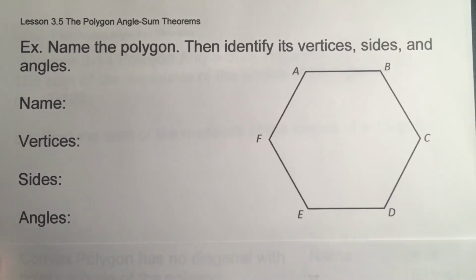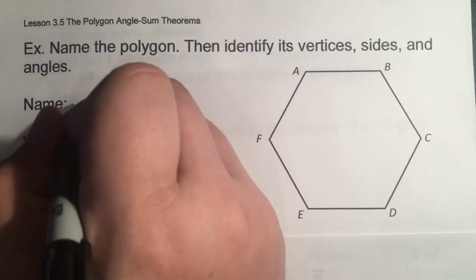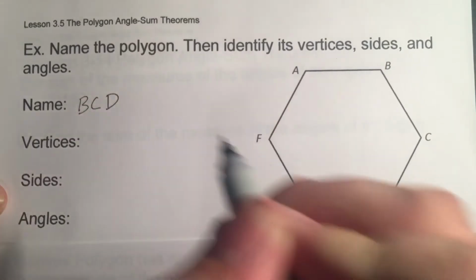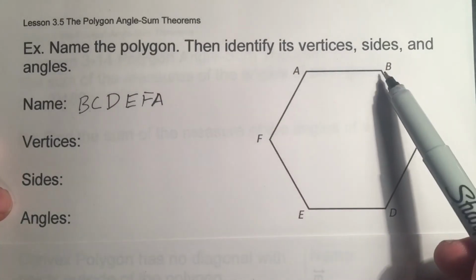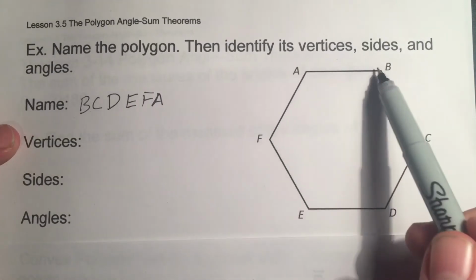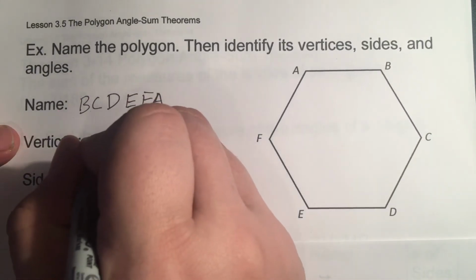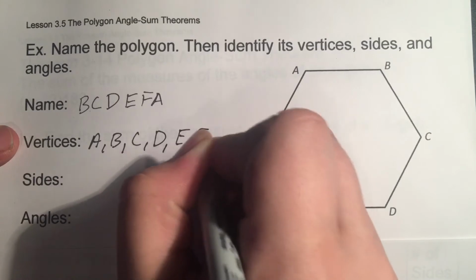So if we want to name this polygon, we name it using the points. We don't say, hey, this is a hexagon. That's going to be when we classify it in a little bit. But for right now, we name it with the points. So we could say, let's go B, C, D, E, F, A. Again, not really going to matter. Just pick a point and go either clockwise or counterclockwise with it. Vertices are all of these corners, so where the points are. So we have A, B, C, D, E, and F.